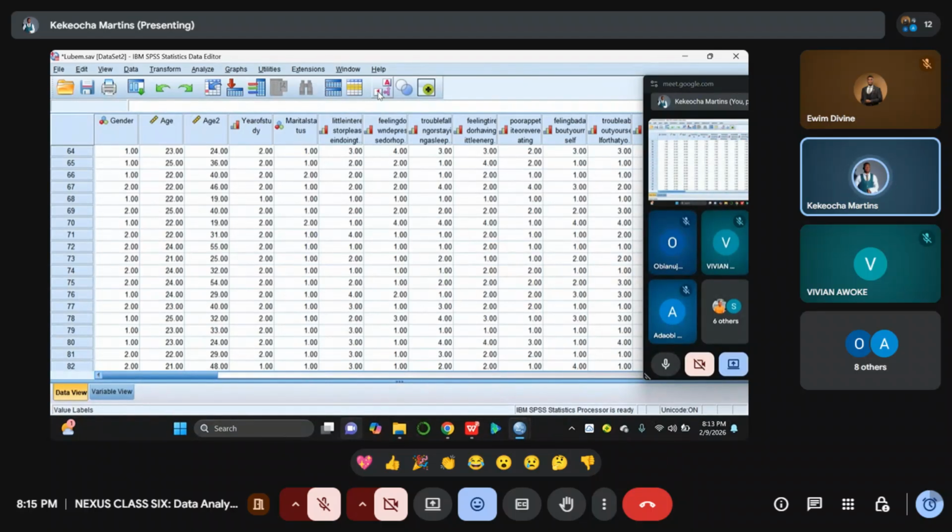So that's what I think I can say about the interface. I'm very sure I should have explained it very well. But in case you have a question, you can put it down in the meantime. So we'll go over to the next thing. We have descriptive statistics.